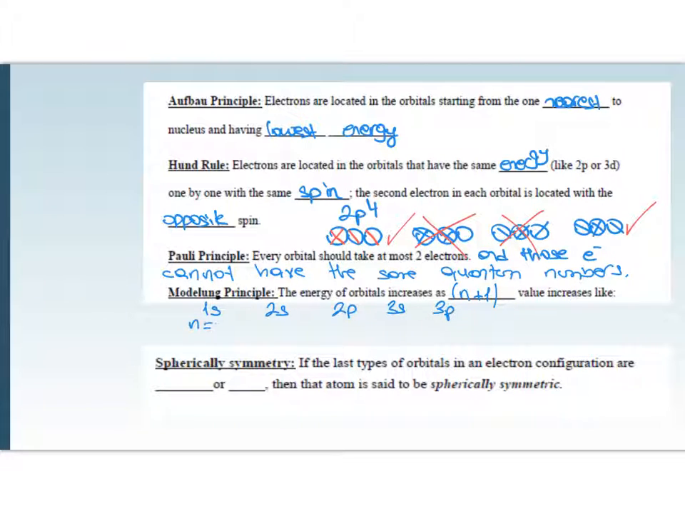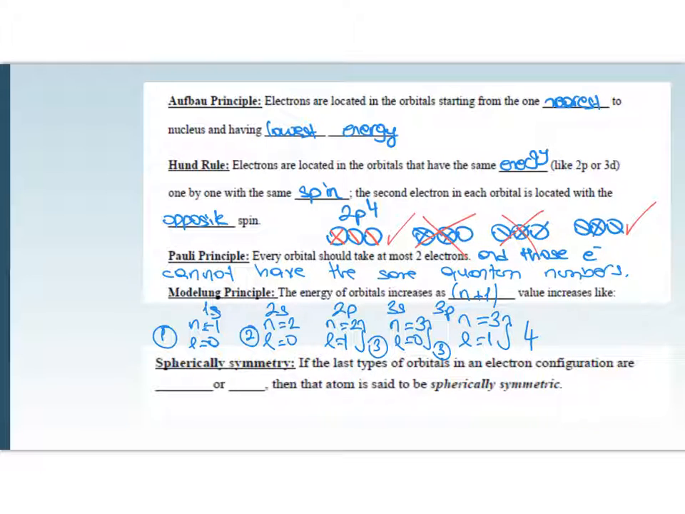Now for 1s, n is equal to 1 and L is equal to 0. So when you sum them up, it's going to be 1 here. 2s, n is equal to 2, L is equal to 0. When you sum them up, this is going to be 2. For 2p, n is equal to 2, L is equal to 1. So when you sum them up, this is going to be 3. For 3s, n is equal to 3, L is equal to 0. So when you sum them up, you're going to find 3 here. And finally, for 3p, n is equal to 3 and L is equal to 1. When you sum them up, you're going to find 4 here. So when you just write the electron configuration, you're going to see that n plus L values increase.